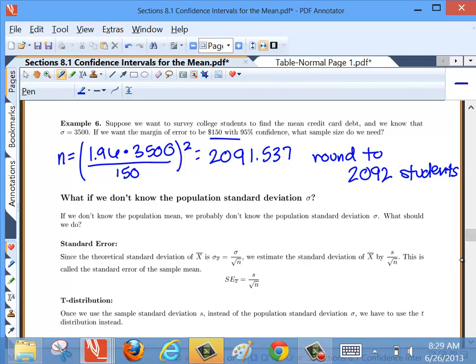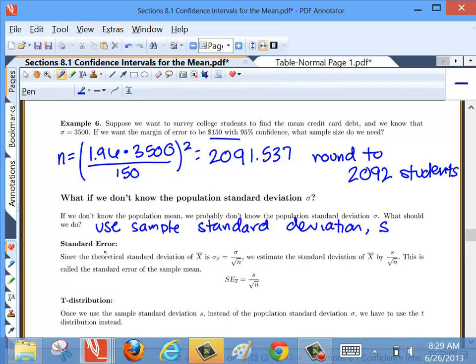So if you don't know the population standard deviation, what are you going to have to use instead? You would have to use the sample standard deviation. And what happened yesterday, we said if we switch from using the population standard deviation sigma to using our sample standard deviation S, what happened? Instead of a Z distribution, we have a T distribution.